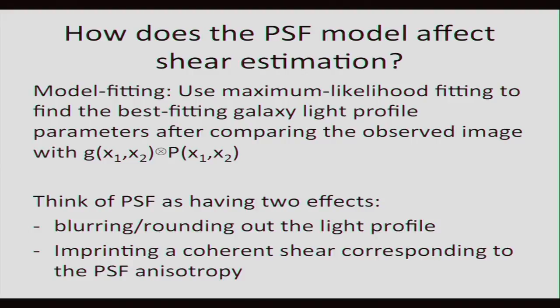One is that overall PSFs tend to be pretty round compared to galaxies. And so convolution with a round-ish thing tends to make the galaxies appear more round. However, PSFs are not perfectly round. They have a little bit of ellipticity. And the PSF changes as a function of position slowly. So if there's some PSF ellipticity at one point, it'll have a similar ellipticity at other points nearby. So it can imprint a small coherent anisotropy on the galaxy shapes that looks like a lensing signal.